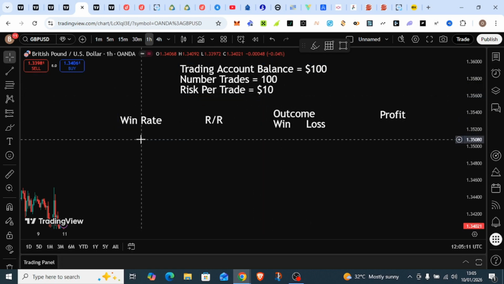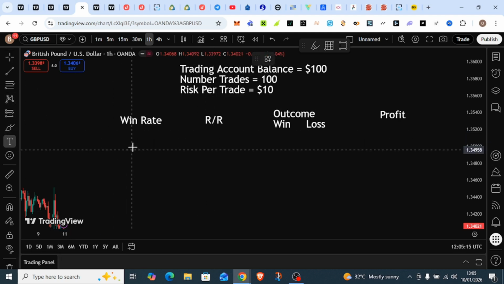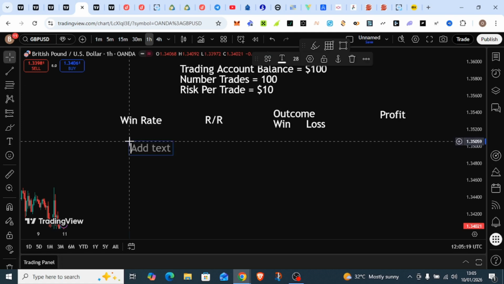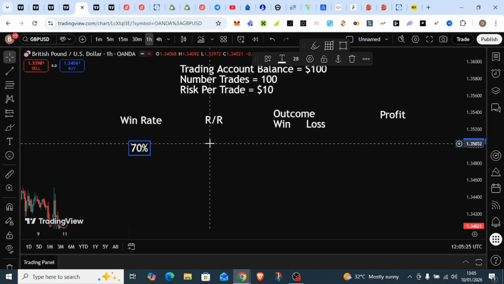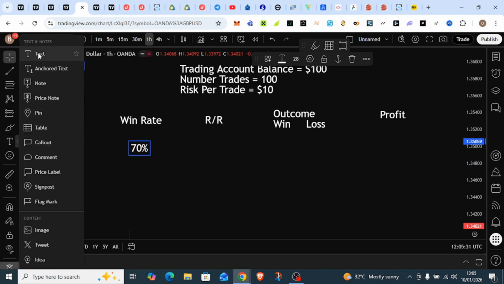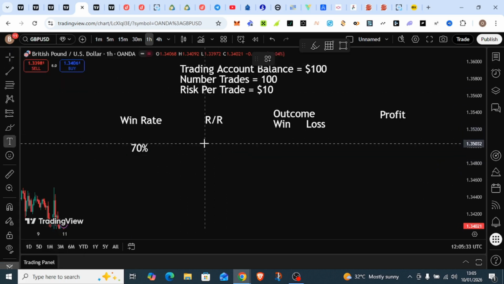So suppose we have a win rate of 70%. Win rate 70%. Then RR under this win rate, let's assume it to be 1:1.